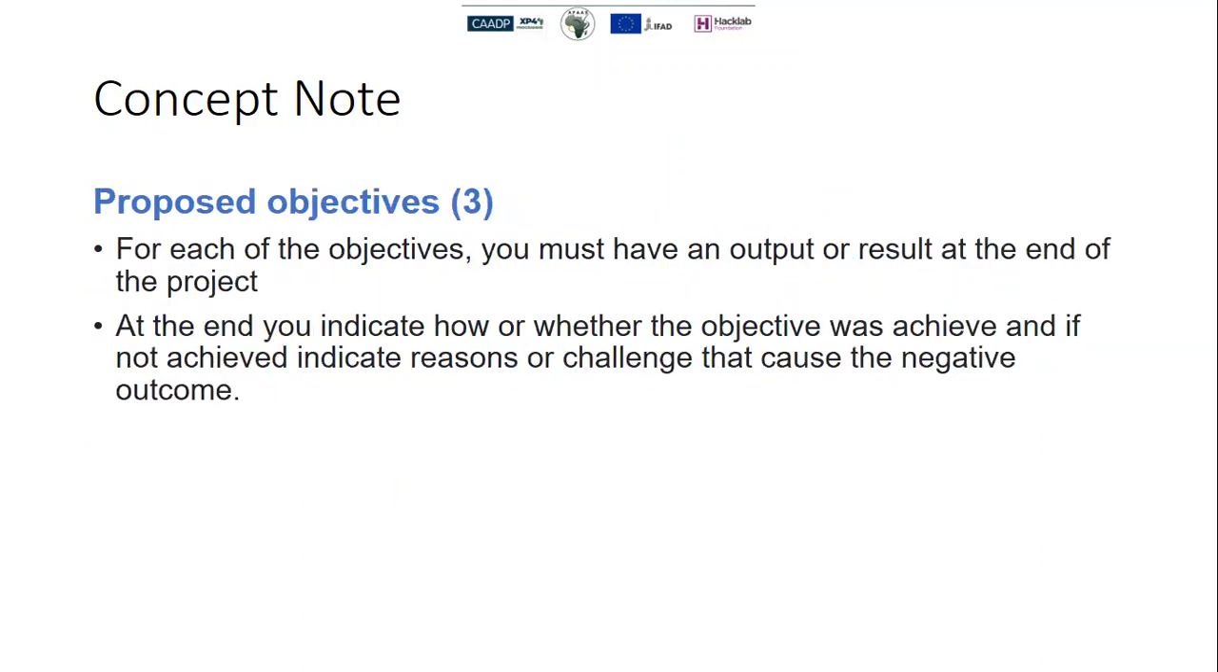Then that should be followed by the objectives which you propose. For each of the objectives, you must have an output or result at the end of the project. At the end, you indicate how or whether the objective was achieved, and if not achieved, indicate the reasons or challenges that caused the negative outcome.